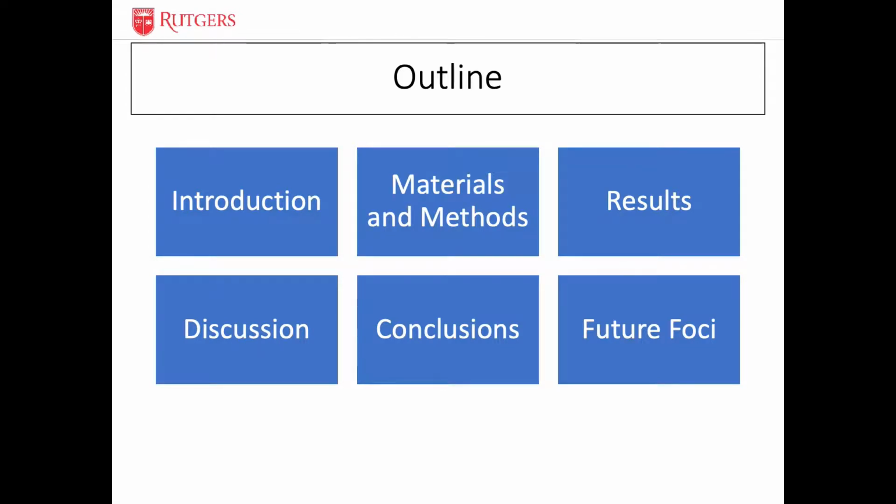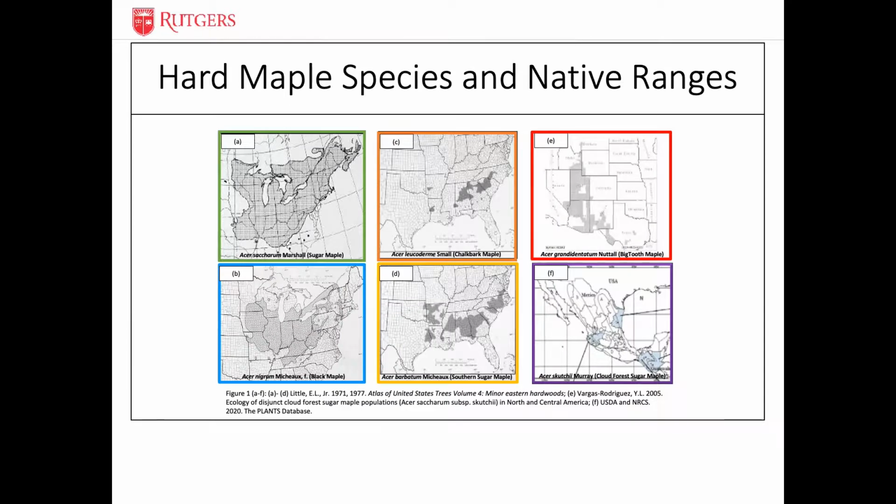I will give a brief introduction of hard maple species used in this study, then I will describe materials and methods, present study results, and follow with a brief discussion, conclusions, and future foci. The hard maple species complex is comprised of a group of closely related, highly variable, and taxonomically ambiguous taxa.